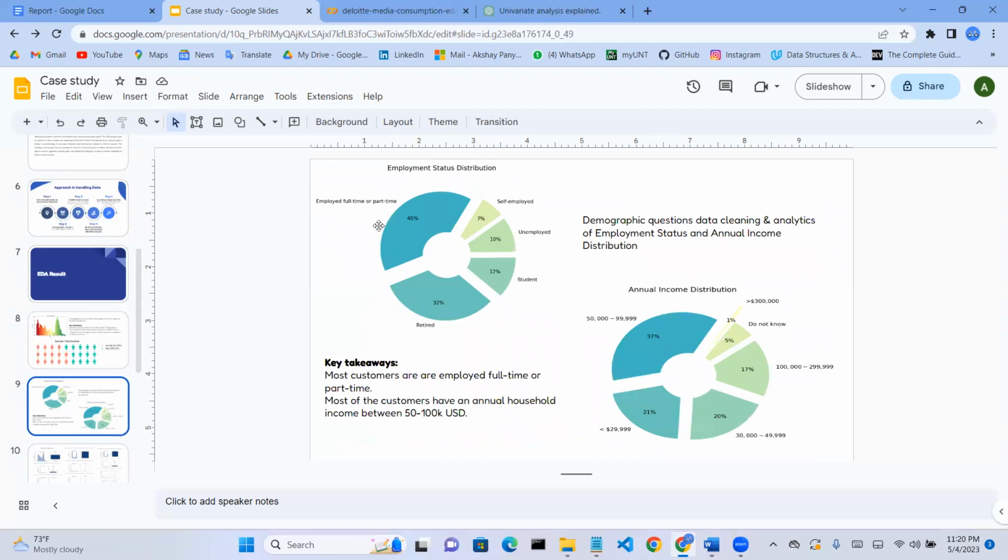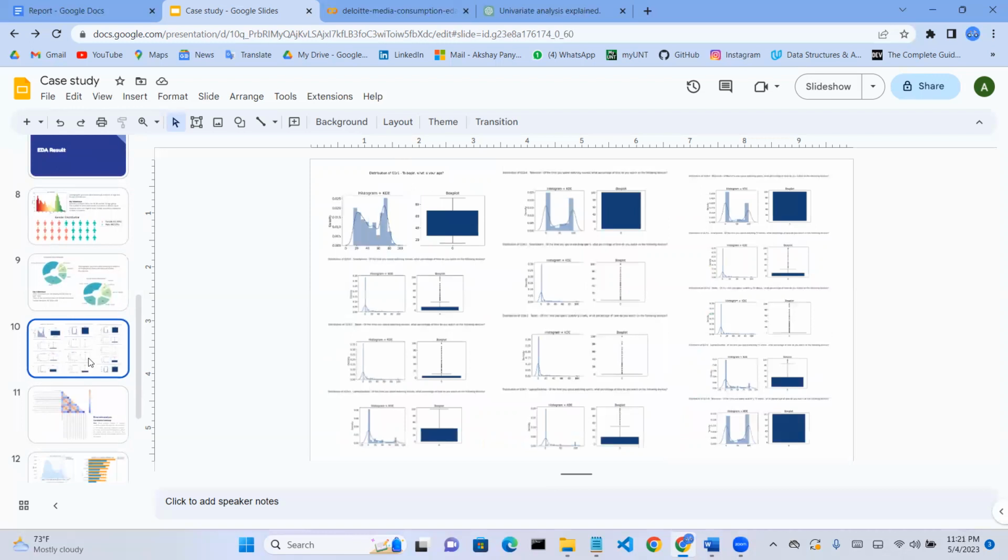And this is the employment status distribution and annual income distribution. The key takeaways from this are that most customers are employed full time or part time, and most customers have an annual household income between 50K and 100K US dollars. After that, I have taken the statistics of the data which I have.